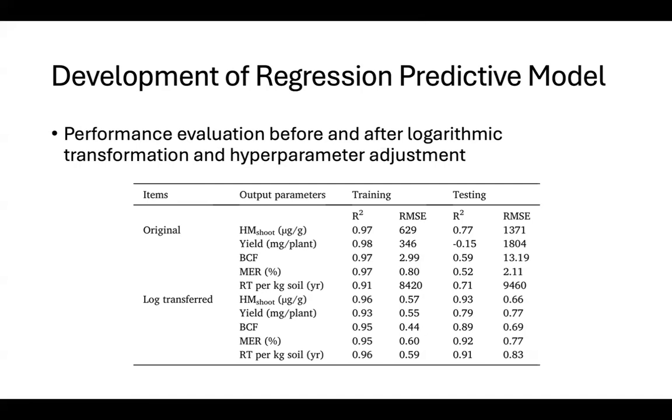During the development of the regression predictive model, the data underwent log transformation to redistribute it into a normal distribution. The performance evaluation was then looked at before and after this log transformation and hyperparameter adjustment. As you can see from the evaluation metrics, the log transformed data performed better within the model than the original data.